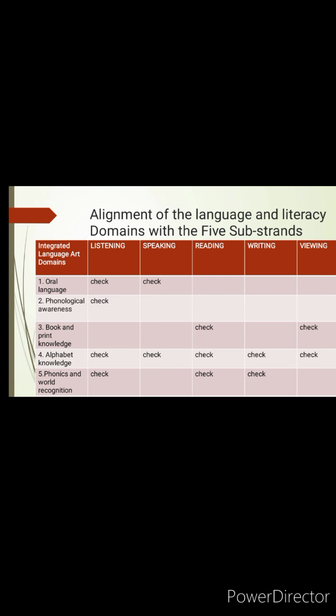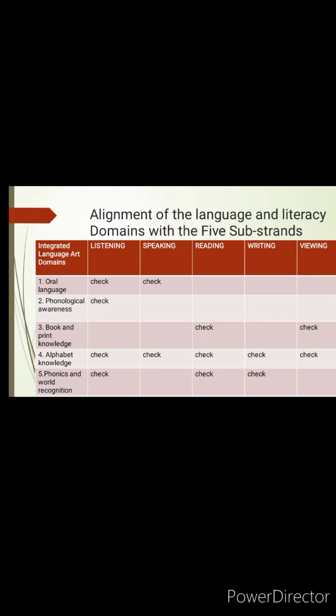We have here the alignment of the language and literacy domains with the five substrands. So, this is the integrated language arts domains. First is oral language. The substrands we use are listening and speaking. Second one is phonological awareness. The substrand we use is listening. The third one is book and print knowledge. The substrands we use are reading and viewing.